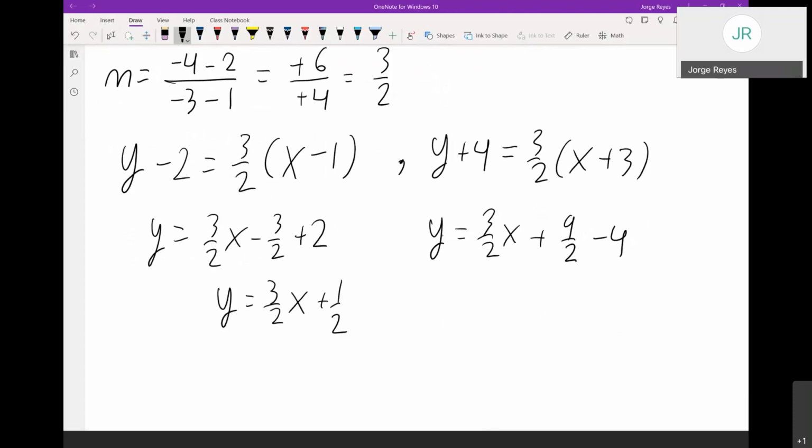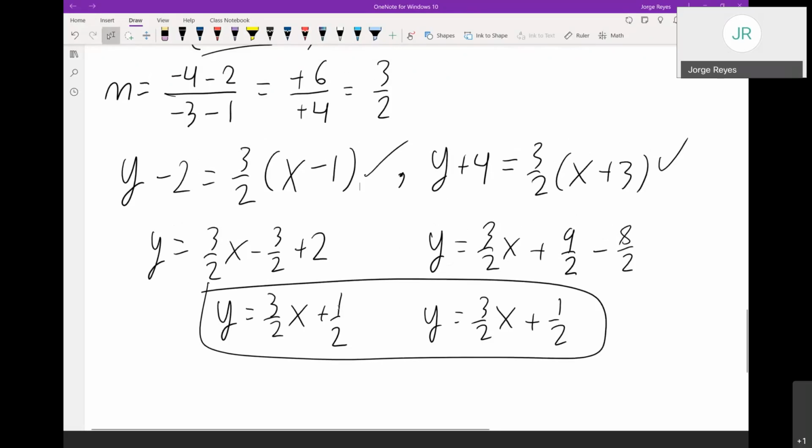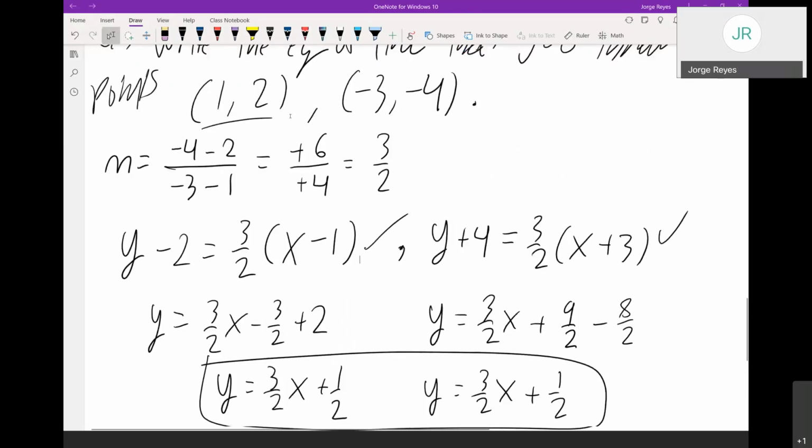Is that 1/2? That is 1/2. Y equals 3 over 2x. 4 is 8. So right, instead of 4, I'm going to do 8 over 2. And then you get 1/2. And look, they're actually the same. So this is why both of these are okay, because they're actually the same line. It does not matter which point you pick. You can just pick one. And ta-da. Okay, so good.